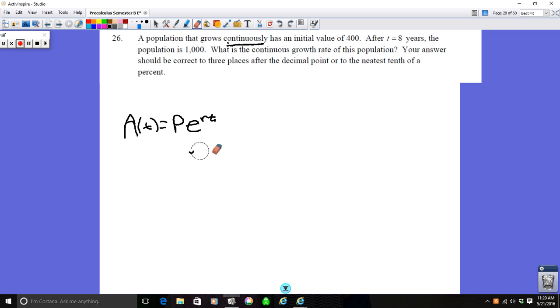Let's start this again. Okay, so it is growing continuously. It has an initial value of 400. The 400 goes here, times e, and we're solving for R. We know t is 8. And we want to know when the population is going to be a final population of 1,000. You know how to solve this. This is an exponential problem, so we want to get the exponent by itself. Divide by 400 then.